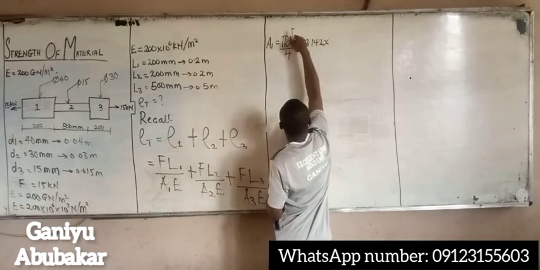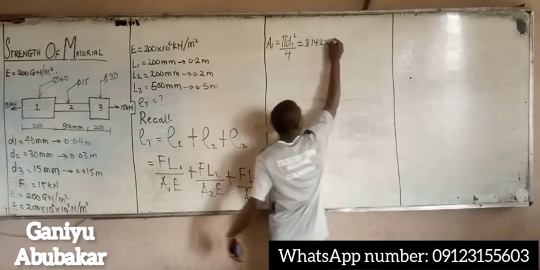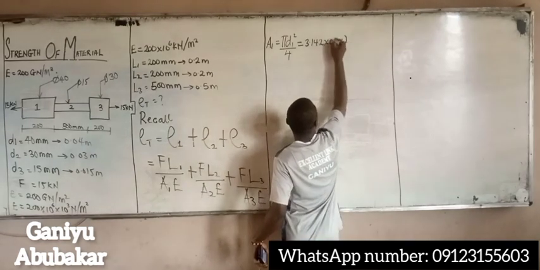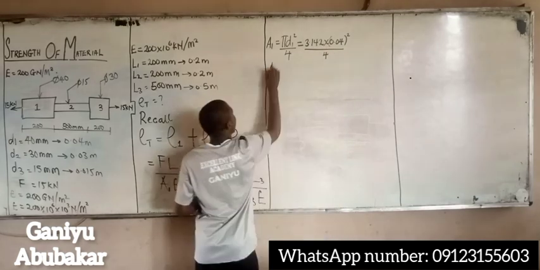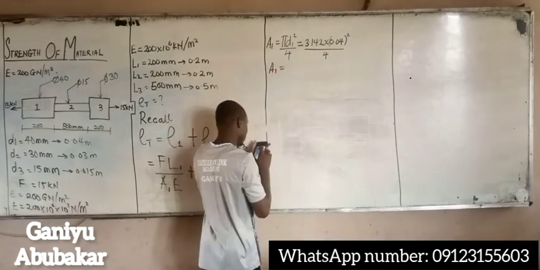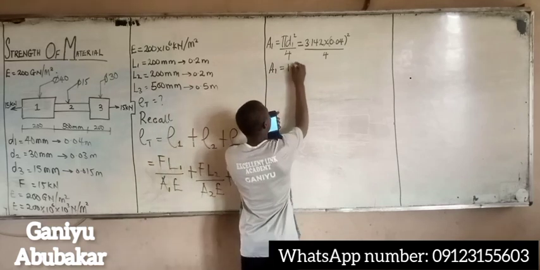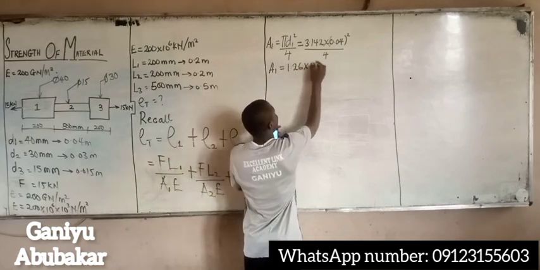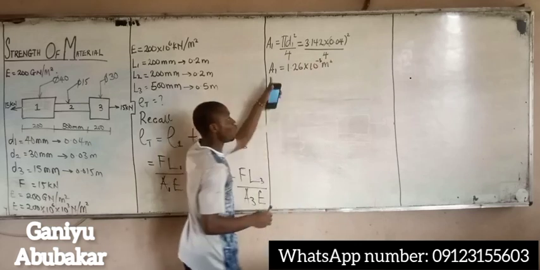So it's equal to pi, which is 3.142, multiplied by diameter section 1, which is 0.04, all squared over 4. My final answer here for area section 1 will be equal to 1.26 multiplied by 10 to the power minus 3 meter squared at section 1.